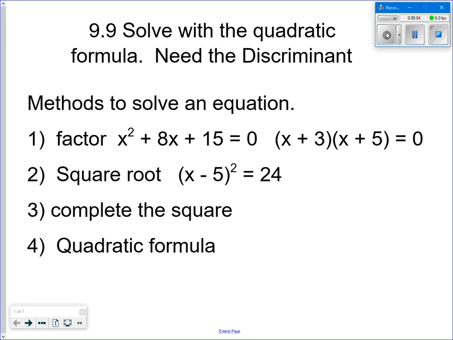So good morning, everybody. Today I'm going to show you the last step in trying to solve a quadratic equation, and this is going to be solving by finding the quadratic formula, and inside the quadratic formula is something we call the discriminant. So today we're going to be talking about just the discriminant. All right, so very quick review.